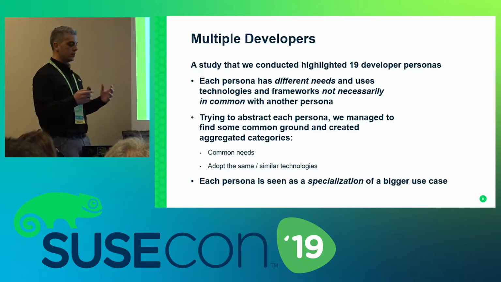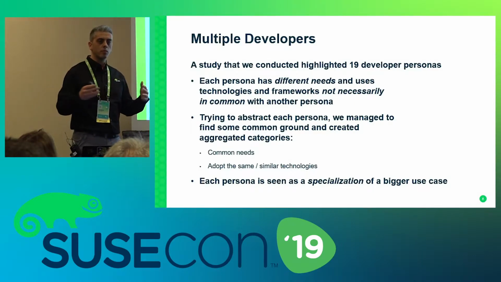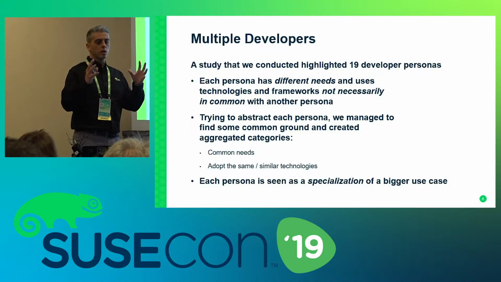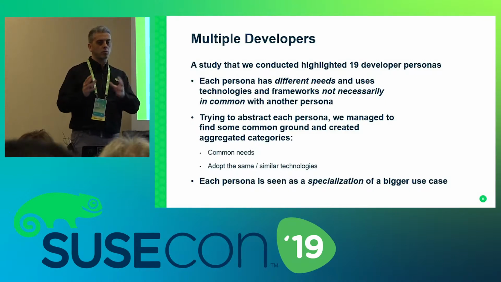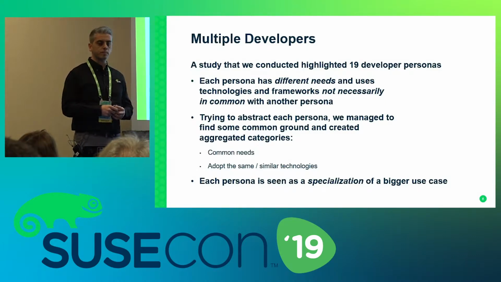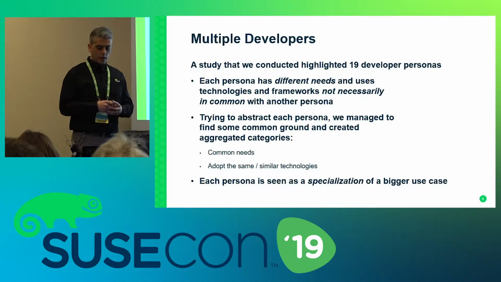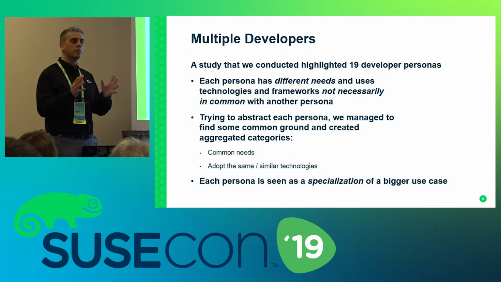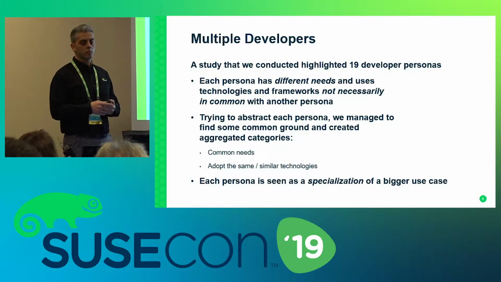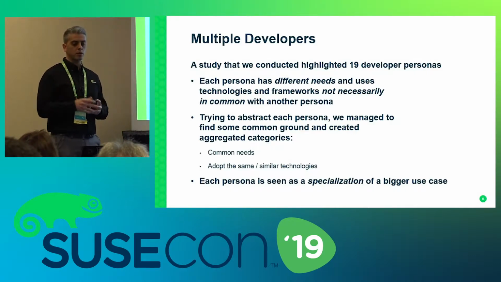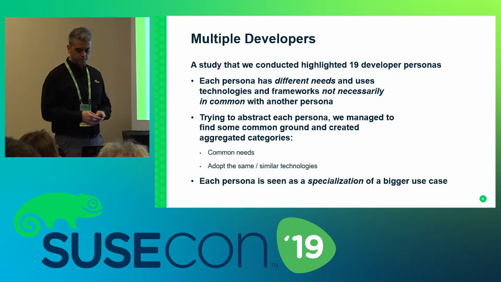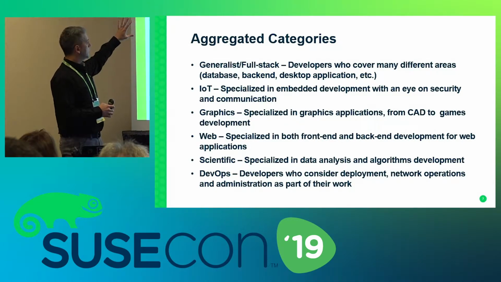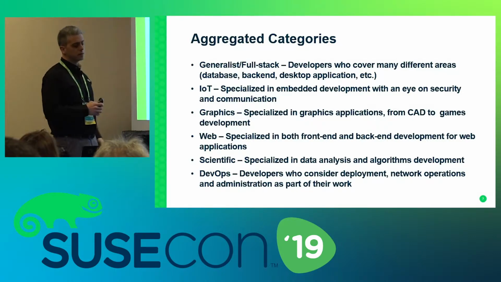At the same time, because the 19 constituencies were way too many to be managed and addressed by the program, we looked at how we could combine some of them based on possible common needs or common tools used. And basically, what we ended up with are aggregated categories, where each category combines multiple personas, and where each persona is nothing else than a specialization of a much bigger use case. What happens by doing this abstraction is that we ended up with 6 macro categories.